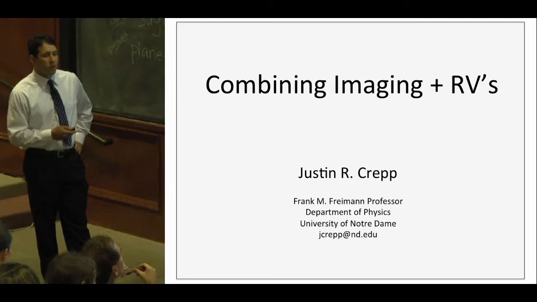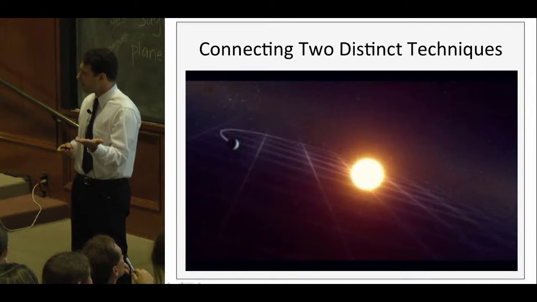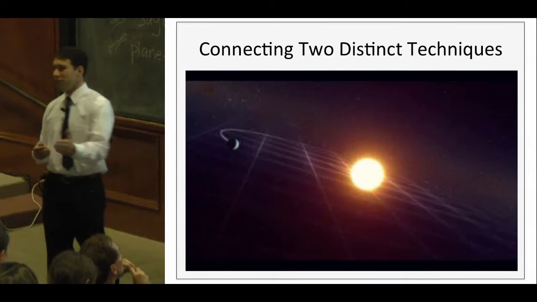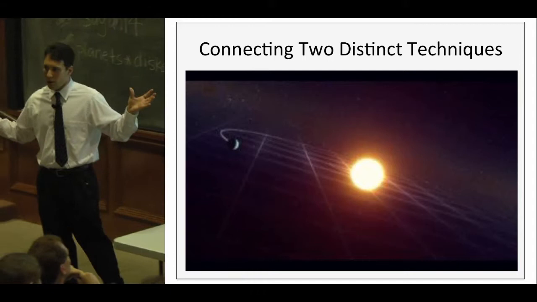At first glance, it doesn't seem to be the case because radial velocity is an indirect technique. You study the star, not the exoplanet. You infer the presence of the planet. Imaging is a direct technique. RVs are sensitive close to the star. Imaging is sensitive further away from the star. RVs operate strictly in and out of the plane of the sky, where imaging is a projection onto the sky. And so it seems at first glance they're complementary to one another, if not completely orthogonal. So what is the connection, if any?